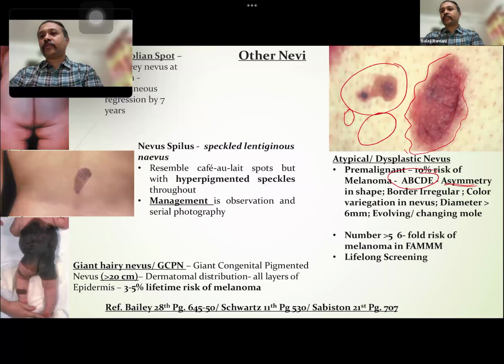That is known as asymmetry, border irregularity, color. Again, you can see some areas which are high colored, some which are very pale, some which are indeterminate. All of them can be seen in the same area. So color variation inside the nevus is common. Then you have your diameter more than 6 mm.